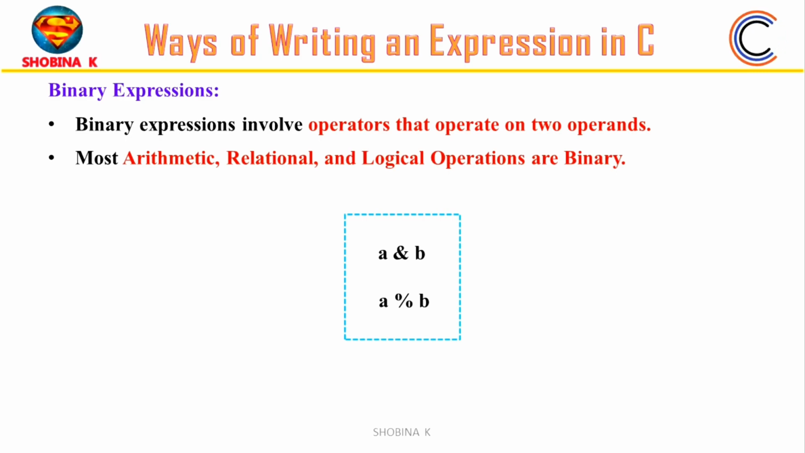Look at this expression. The first expression uses the bitwise AND operator between the operands a and b. So it performs a bitwise AND operation between the values of the variables a and b. In the second expression, it uses a modulo operator between the operands a and b. And this expression calculates the remainder when the variable a is divided by variable b. The modulo operator returns the remainder of the division.